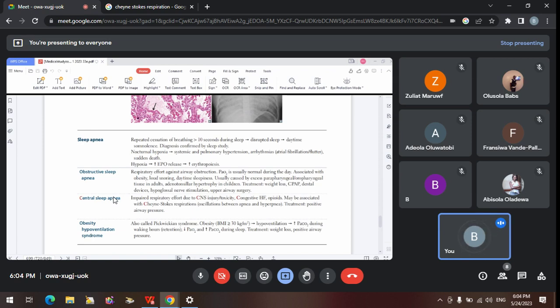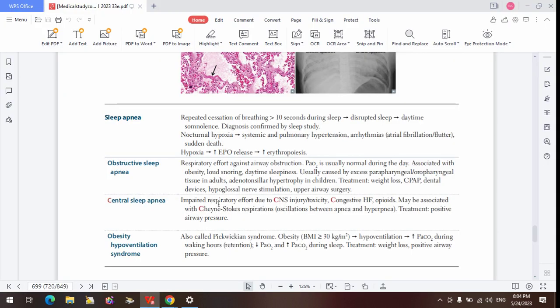That's Cheyne-Stokes respiration. Now, isn't it looking like sleep apnea? It's still sleep apnea, right? Yeah, it's a form of sleep apnea, because they also have apneic episodes. Do you get it? They have apneic episodes.